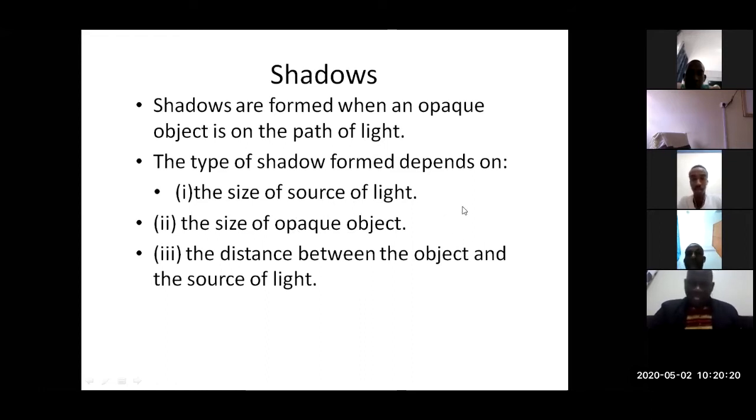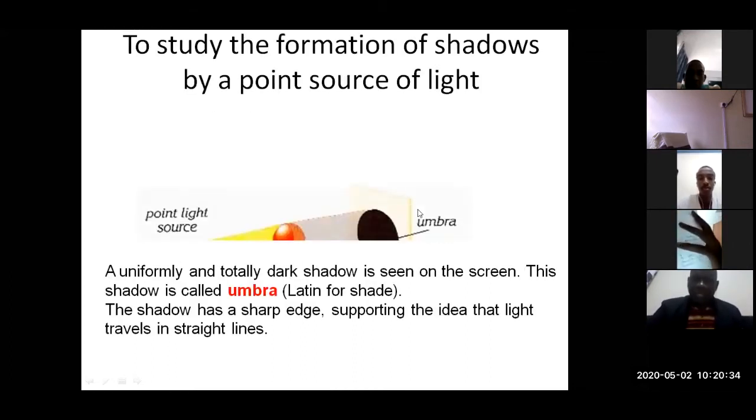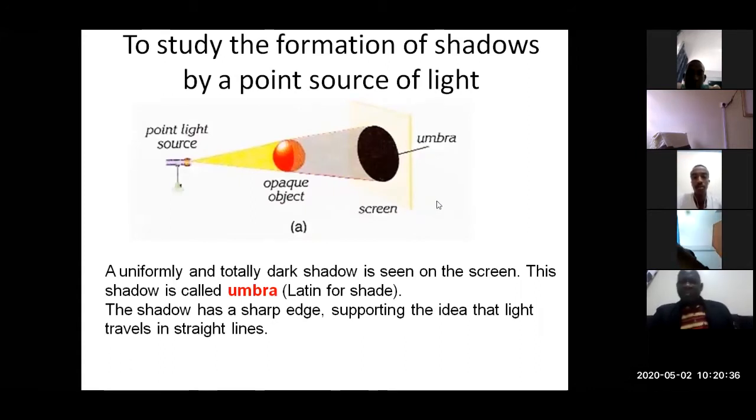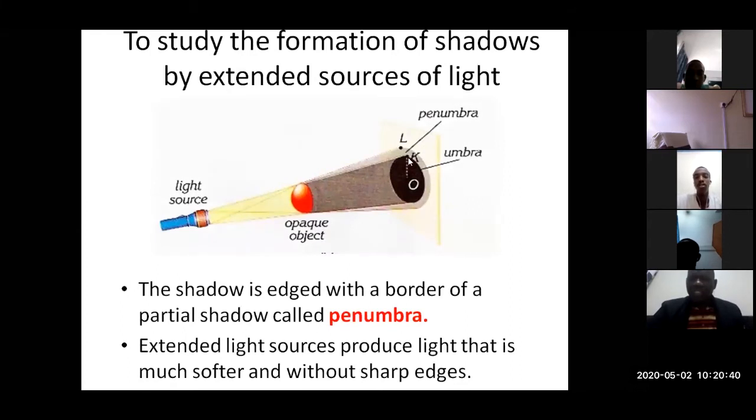We've done the shadows. So, the size of the shadow will depend on the source of light, the size of the opaque object, and the distance between the object and the source of light. That's how shadows are formed. But we had gone to the formation of shadows. We had looked at the umbra, penumbra, all that.